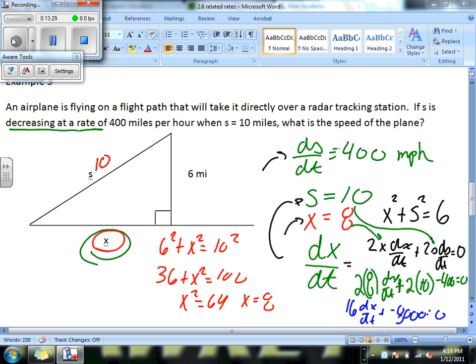Let's bring my 8,000 over and divide by 16. So I have 8,000 over 16 equals dx/dt. And obviously we can simplify this. 8,000 over 16 simplifies to 4,000 over 8, then 2,000 over 4, then 1,000 over 2, then 500. So our speed is changing at a rate of 500 miles an hour.